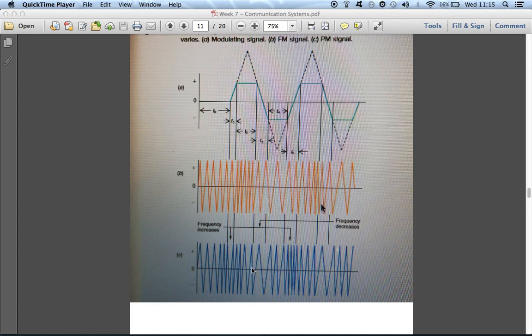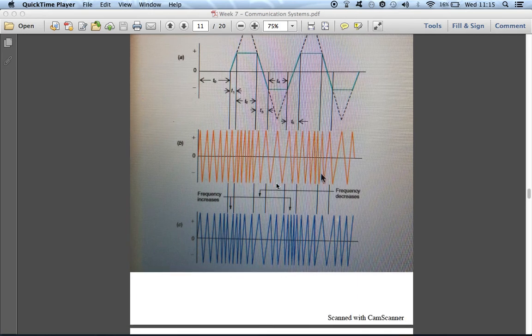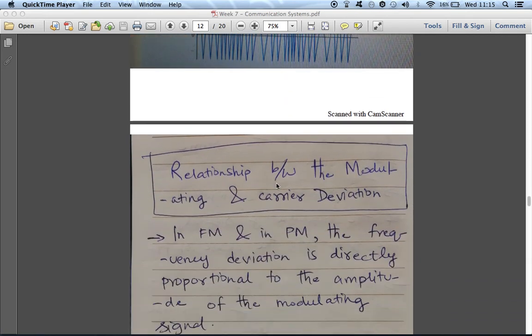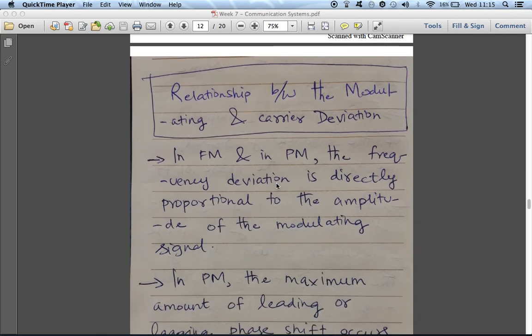One thing to remember over here is that in a frequency modulation signal and in a phase modulation signal, there is no change in the amplitude of the signal, and this should be kept into consideration. Let's now discuss the relationship between a modulating and a carrier deviation.